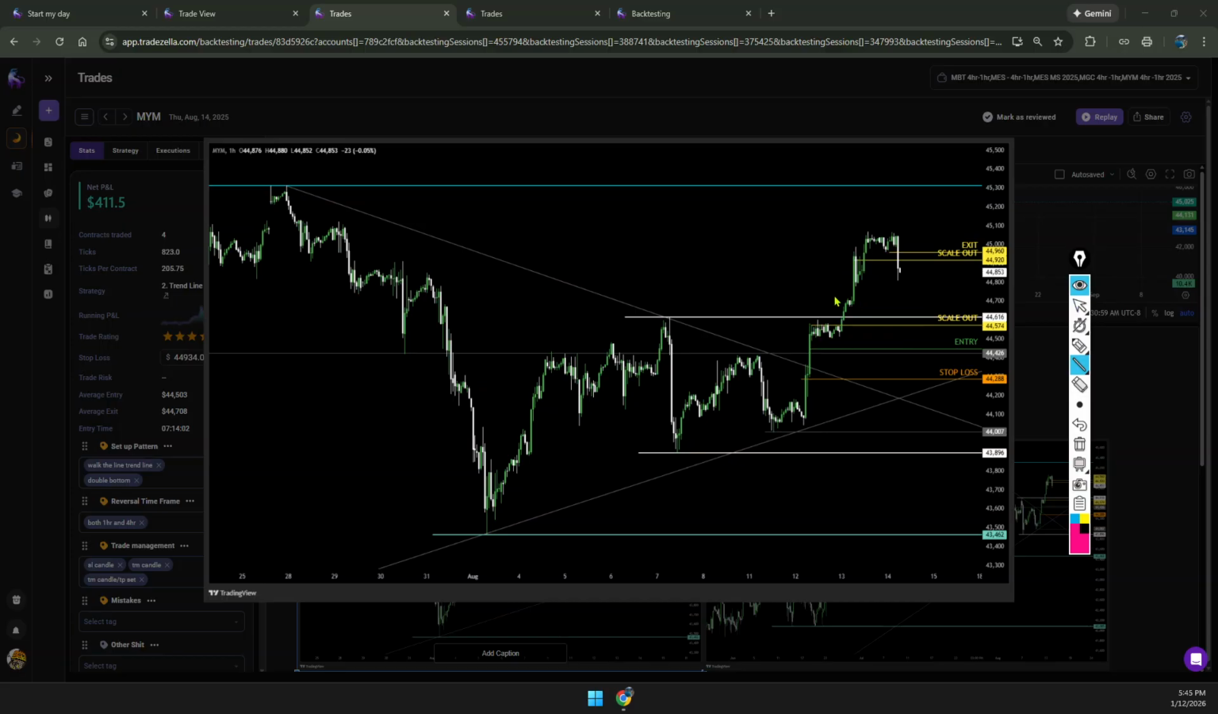So that's kind of what I'm doing. I'm watching this. I had a good break right here, but if I moved my stop loss to just barely above the support line, I'm taking the chance of getting wicked out.